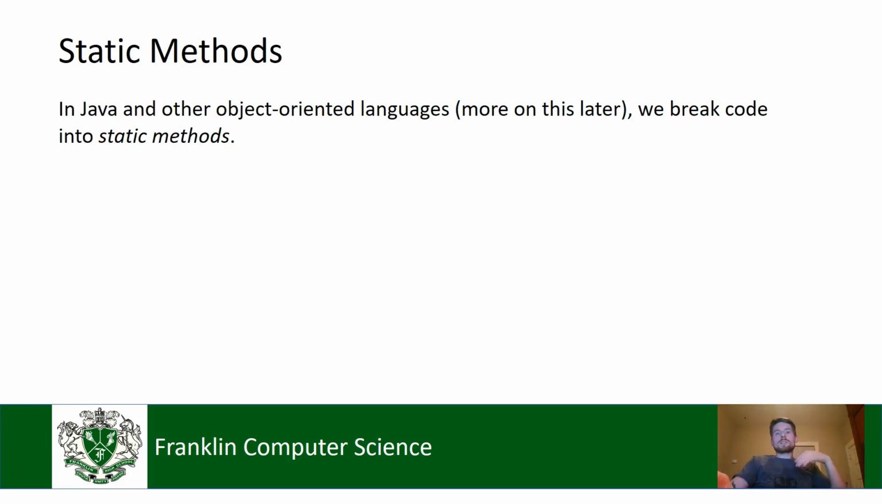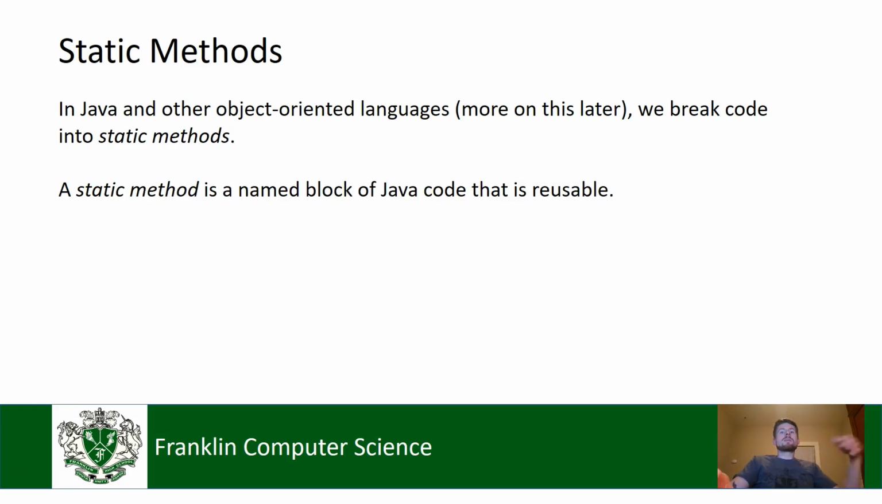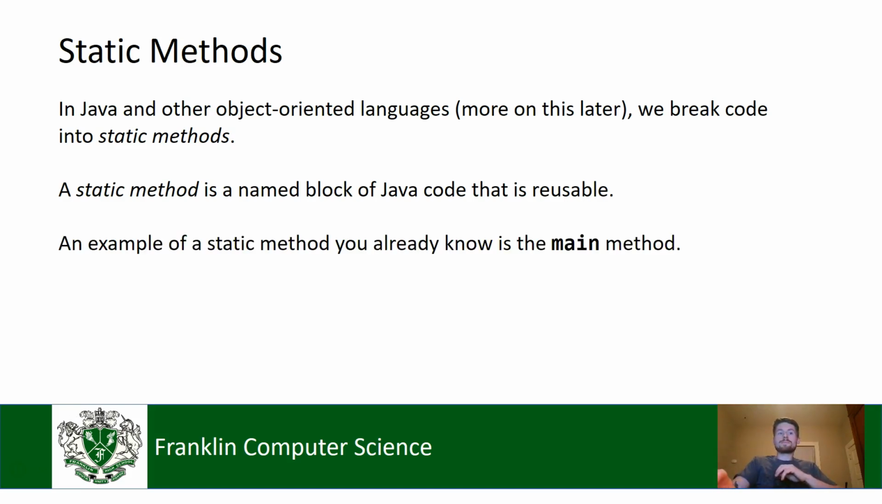In Java and other object-oriented programming languages, we'll talk more about what object-oriented means, we're going to break our code into static methods, and they're just named chunks, so you have to decide what to call them. Just like we had prepare ingredients as our name, they're named chunks of code that are reusable. So you can keep reusing the same code over and over again. You don't have to retype all of the instructions every time you want to use it.